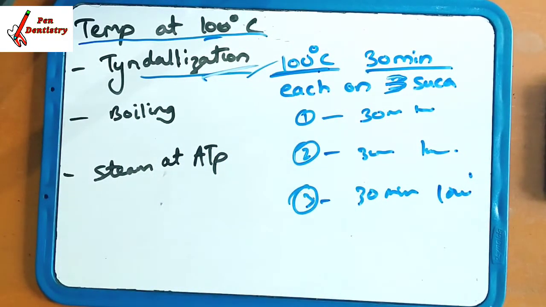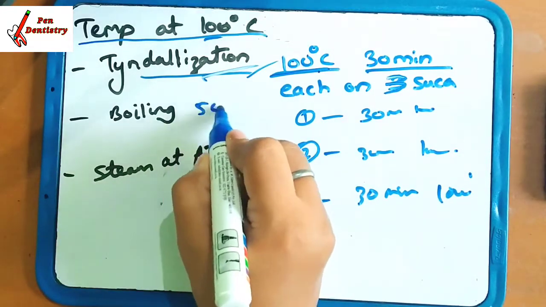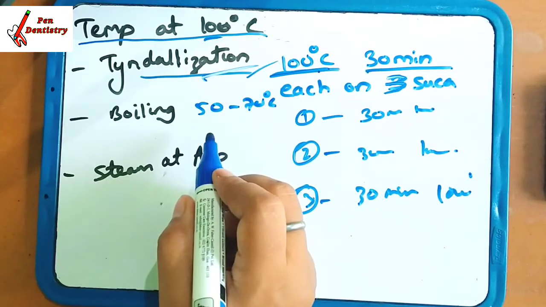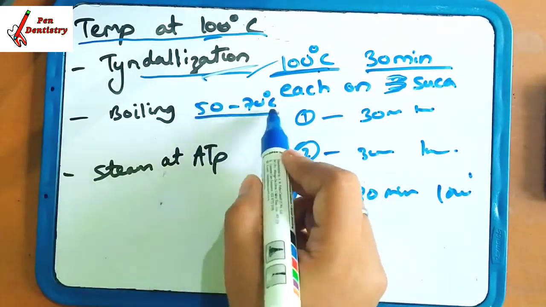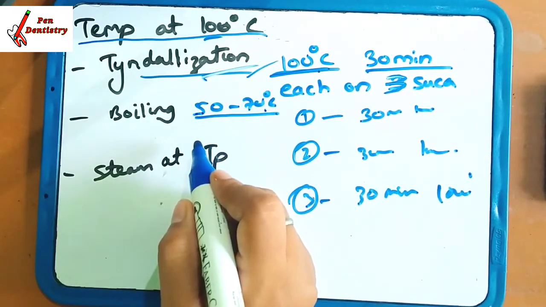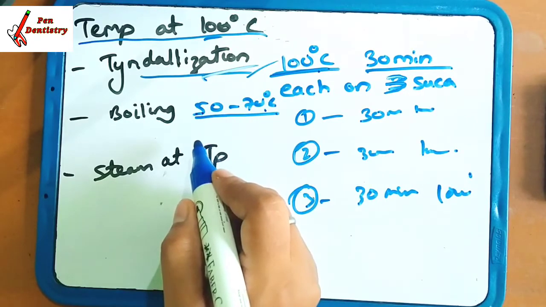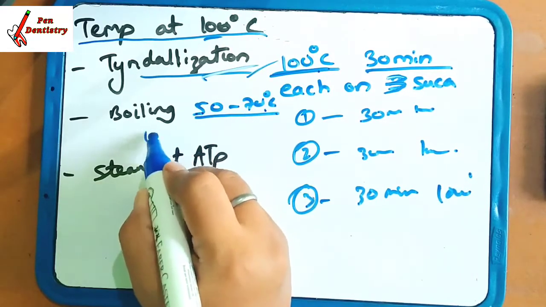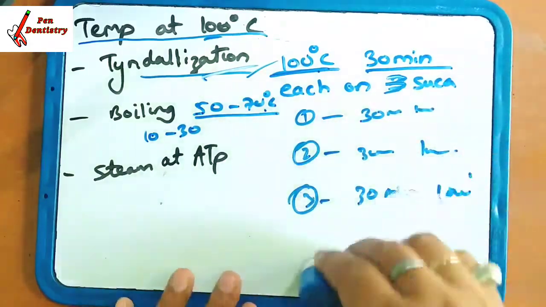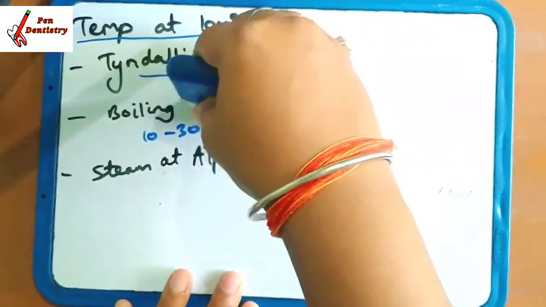And the second one is boiling. By boiling, most of the vegetative forms of bacteria, fungi and viruses are killed. The temperature is 50 to 70 degrees Celsius for a short time. For needle and instrument boiling, mostly we do 50 to 70 degrees Celsius. For instruments, we boil the water for 10 to 30 minutes and all the instruments are added into the water. This is known as boiling.